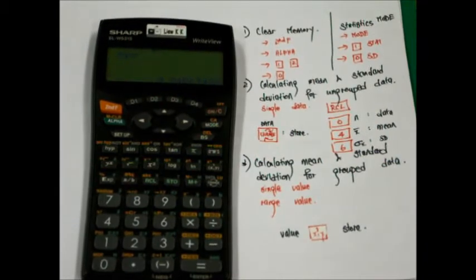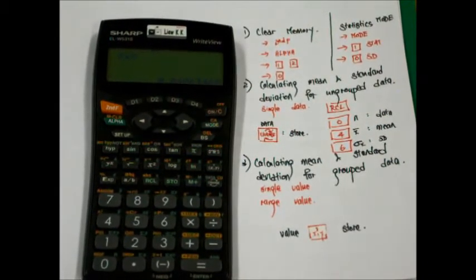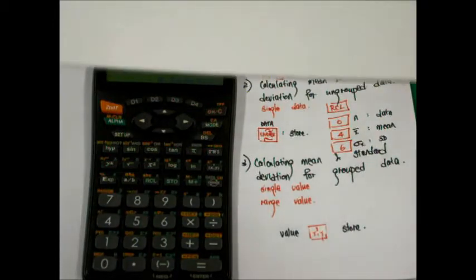Same thing, we are still going to do the calculation of mean and standard deviation for group data, but it's a range of values this time round. Now, let us take a look at page 10. At the bottom of page 10, you have Try It For.